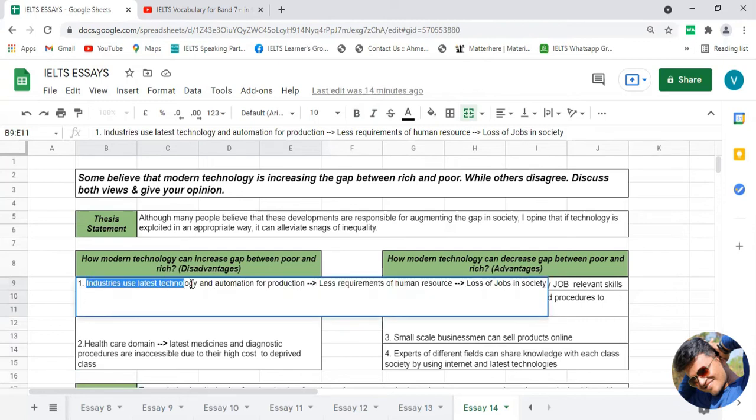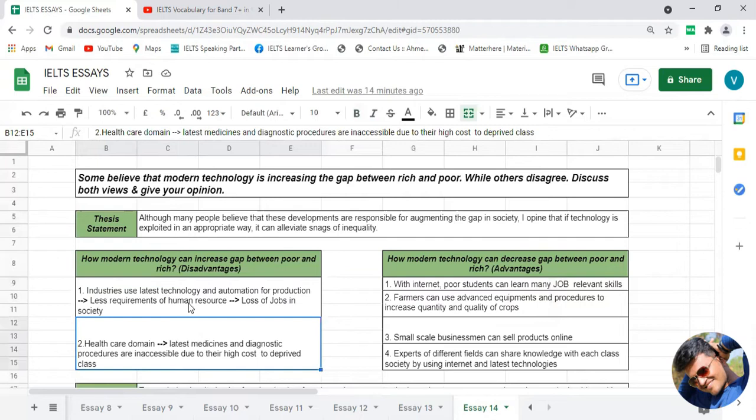to use the latest technology and automation for production of their products. Okay, it means in industry the usage of the latest technology is being increased. Due to this, the requirement of human resources is somehow decreased. Okay, and due to that, there is a possibility, or there is a kind of environment, in which so many jobs have been lost by the people.